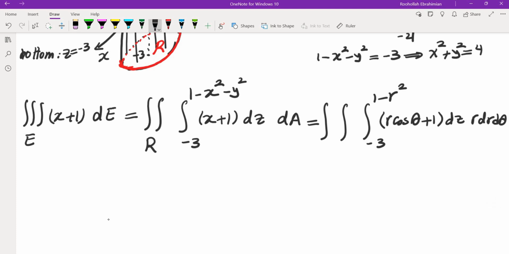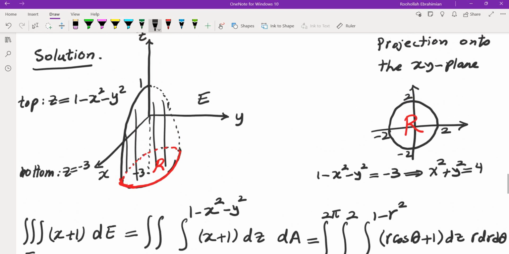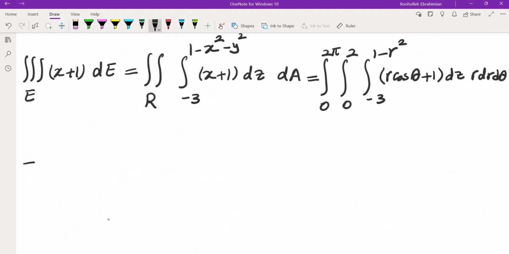Now, what are the limits of r? From 0 to 2. We saw that the radius of that circle was 2. And then theta goes from 0 to 2 pi, because it's a full circle, we have points in all different quadrants. So this is the integral from 0 to 2 pi.